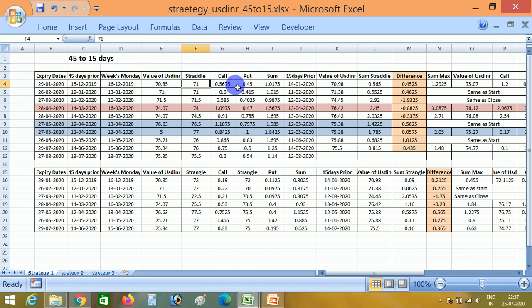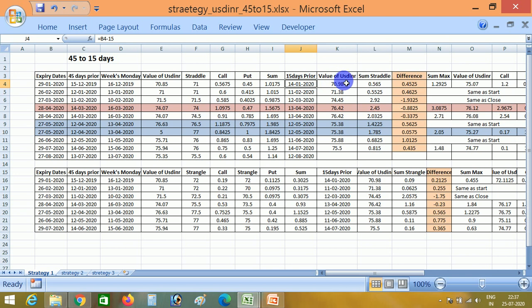We write the values of call and put on that day, on 16th December for 29th January expiry. So the sum of straddle is 1 rupee 1 paisa. We are going to sell this straddle on 16th December, around 45 days prior, for the expiry of 29th January. We are going to cover this strategy 15 days prior to expiry, that is 14th January.